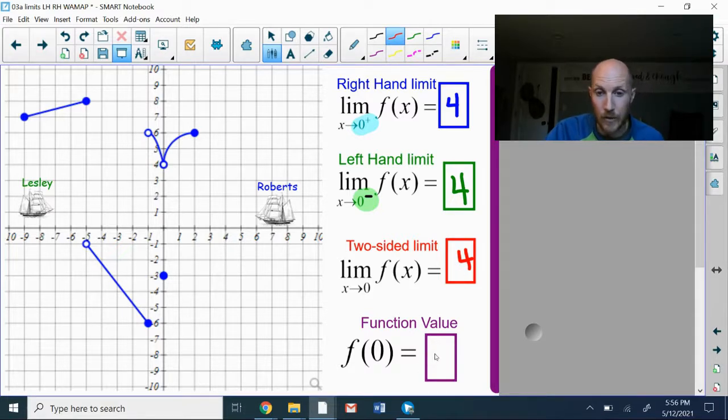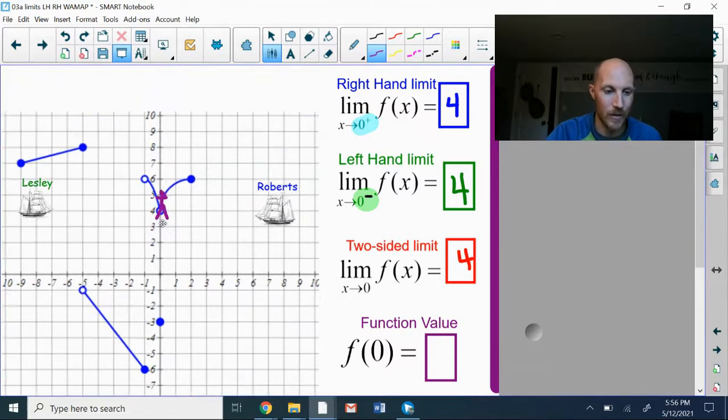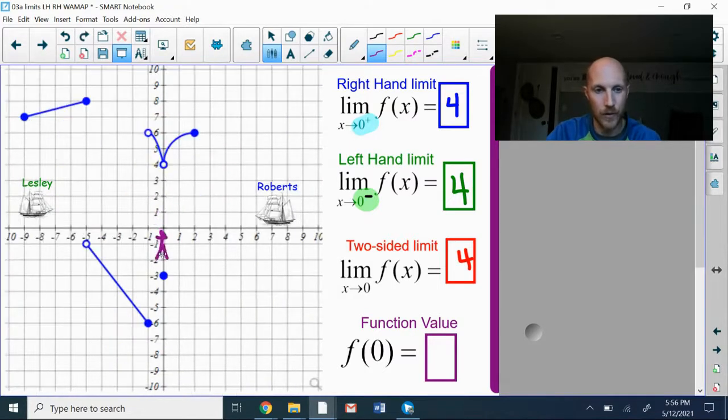The function value, we need our little graph walker. And our little graph walker, if he tries to stand on that open circle, he does not have the same outcome that the pirate ships have. He falls through the hole because it doesn't exist, and oh my gosh, falls down there and lands on the closed circle. This is what graph walkers do. They walk on the graph. If there's an open circle, that doesn't count as graph. They can't stand there. They can't walk there. They magically go to where the graph exists, on that closed circle.